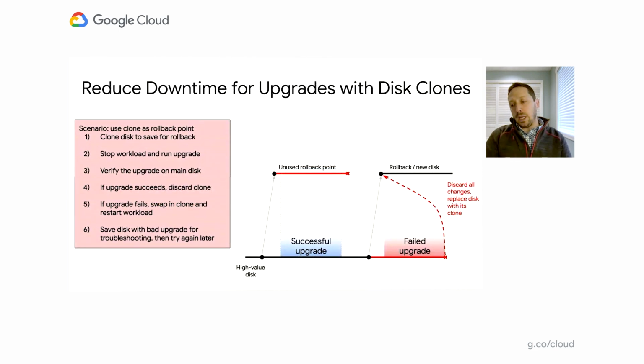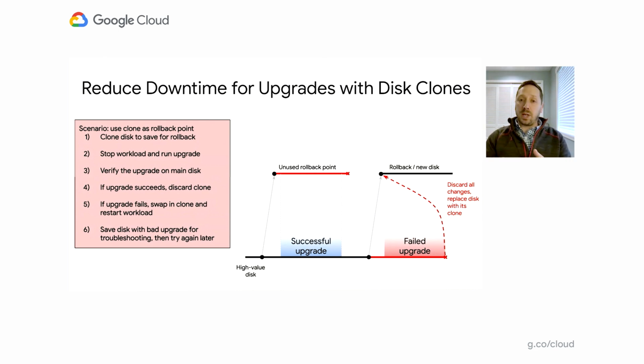And another scenario, if you are, let's say, scheduling downtime for a workload in order to do an upgrade, now you can have much more protection with higher performance. So the scenario here would be take a clone of a disk, save it as a rollback point. So if you're worried about the upgrade being unsuccessful or corrupting the application in some way, and you really want that safe, intact rollback point of before you try to change your application, you would clone it, stop the workload, do whatever upgrade is needed, verify, and if the upgrade succeeds, you can discard that clone. You don't need it anymore.